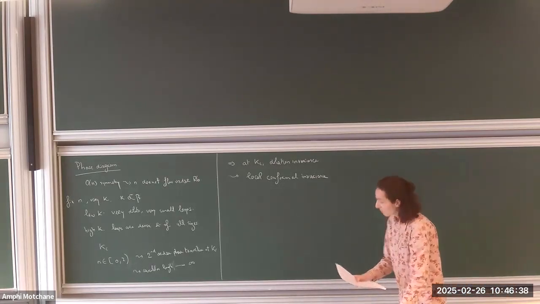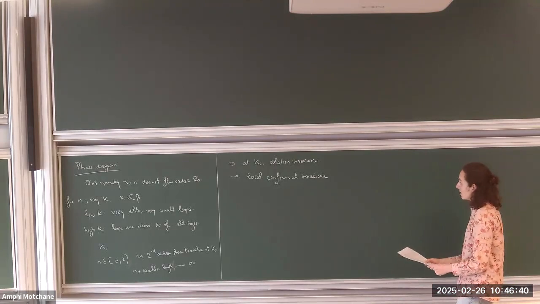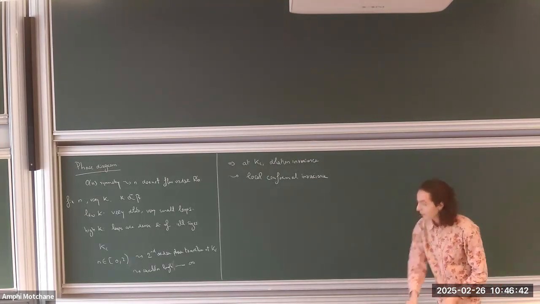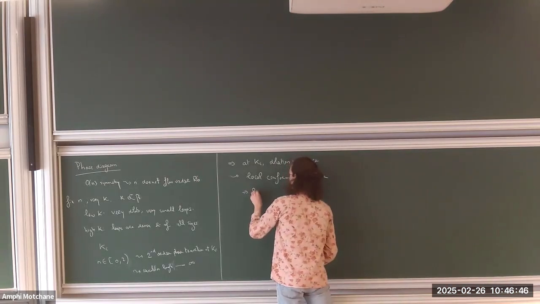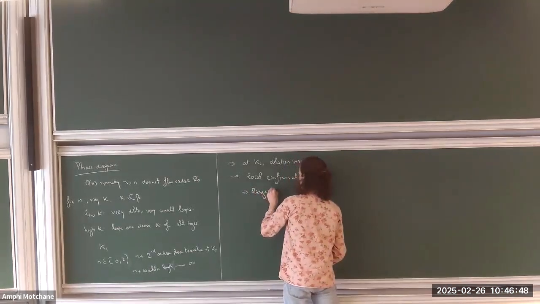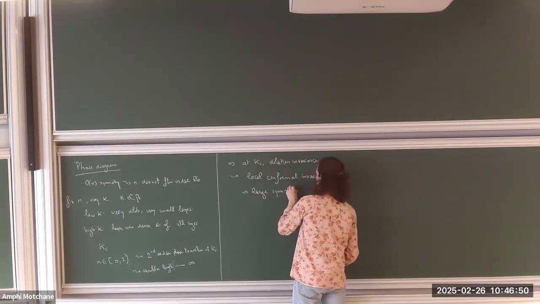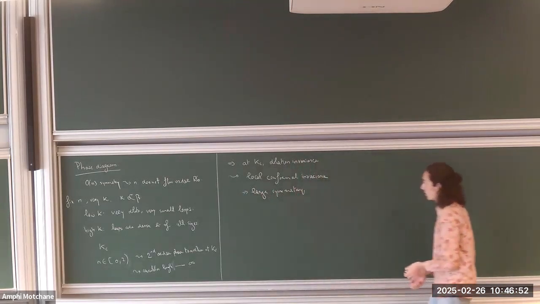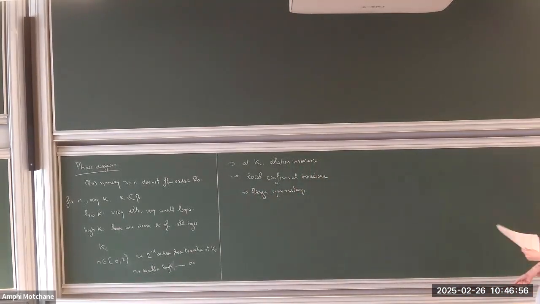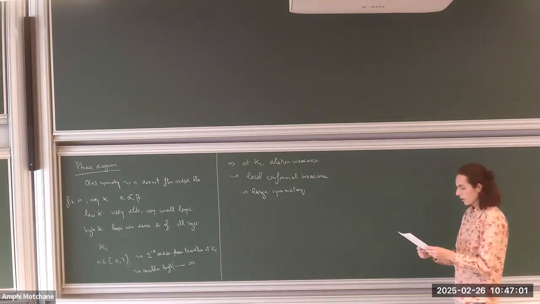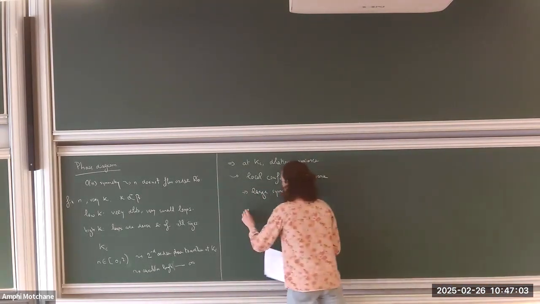All right, so these models have a very large symmetry, which is local conformal invariance. And as a field theorist, I'm very happy because if I have a very large symmetry, I have a very constrained theory and I have a chance of trying to solve it exactly. So, exact solvability.